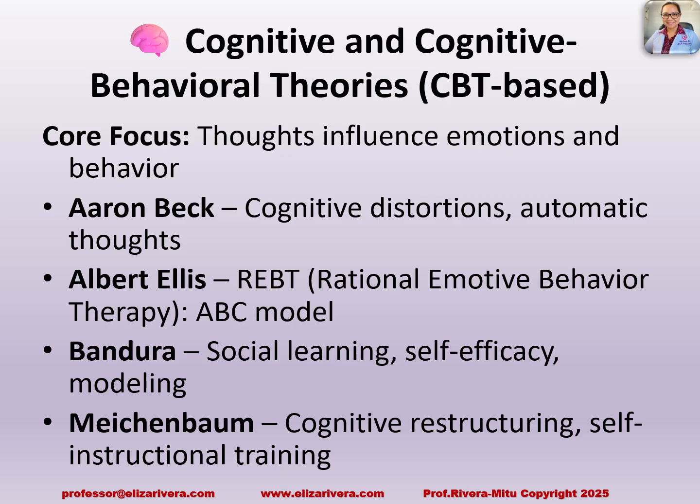It highlights the foundational principles of cognitive and cognitive behavioral theories, emphasizing how our thoughts directly shape our emotions and behaviors. Aaron Beck introduced the concept of cognitive distortions and automatic thoughts, which are often negative and can lead to emotional distress. Albert Ellis developed rational emotive behavior therapy, focusing on the ABC model, where A is the activating event, B is the belief about the event, and C is the emotional consequence.